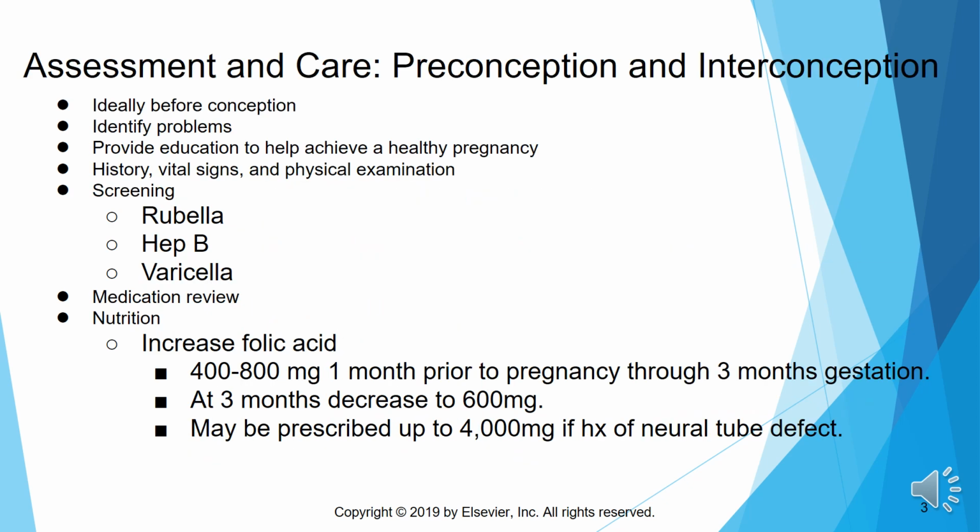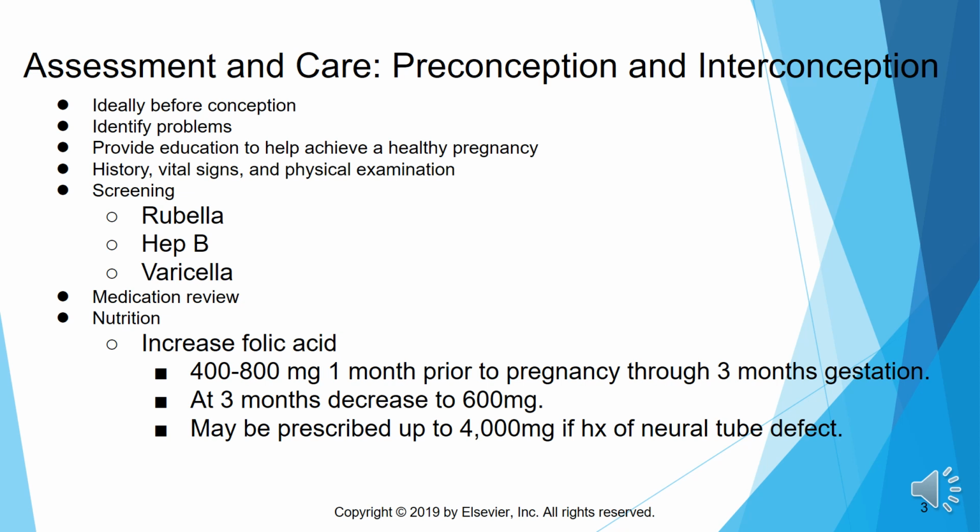Assessment and care. So, preconception and interconception. It is always best to catch women prior to pregnancy, or while they are trying to conceive, to be able to identify problems. This is the best time. Obviously, that doesn't happen for many pregnancies. Not all pregnancies are planned, but it's a time that you can identify problems and risk factors for mom during pregnancy.